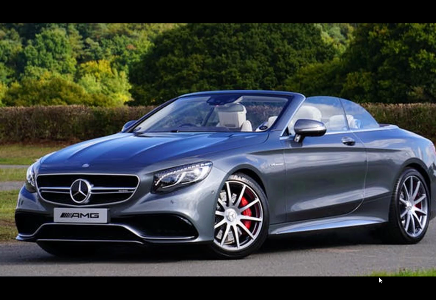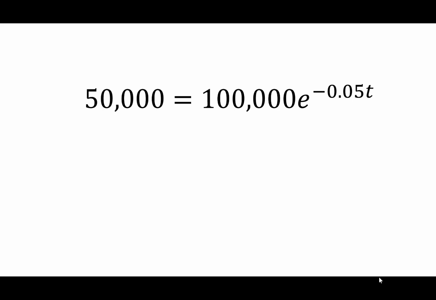So let's look at an example. Here's a car. And let's say that this car, when you buy it new, before you roll it off the lot, is worth $100,000. It depreciates each year by, let's say, 5%. And you wonder, at what point in time will this car that I bought for $100,000 equal only $50,000? I can use an exponential equation to represent what's going on.